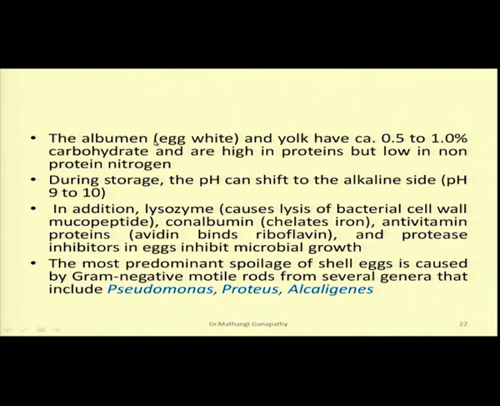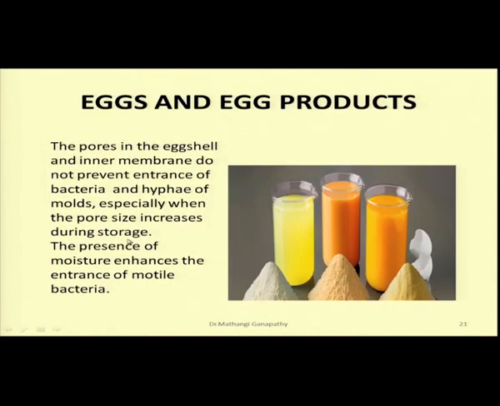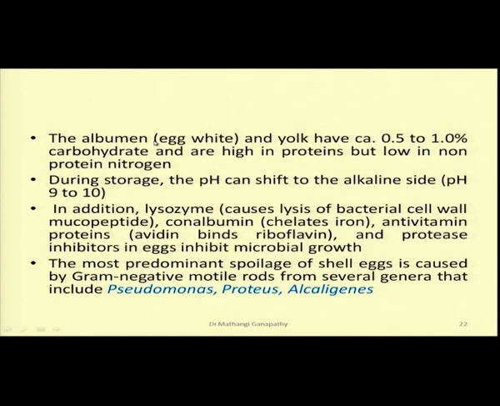The presence of moisture also enhances the entrance of motile bacteria inside. The albumin and the yolk have 0.5 to 1% carbohydrate. They are very high in proteins, but they are low in non-protein nitrogen. But still, even though it is low in non-protein nitrogen, because they are very high in proteins and contain carbohydrate, you can still have bacterial growth there. And during storage, the pH can shift to the alkaline side, from 9 to 10.